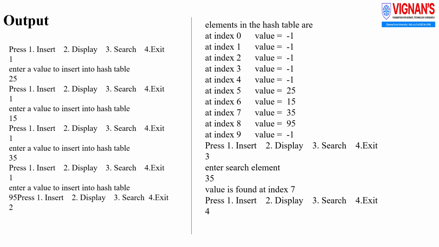When the display option is selected, the program prints all indices from 0 to 9 along with the values stored at each position. Empty positions are shown with the value -1. Next, the user selects the search option and enters the value 35. The program successfully finds the element and displays that the value is found at index 7. Finally, the user selects exit, and the program terminates. This output verifies the correct implementation of insertion, searching, and display operations using linear probing.